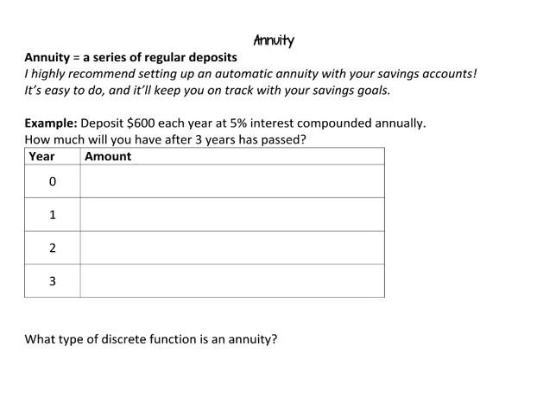Let's say you're going to deposit $600 each year. So your annuity is $600 and it's just yearly. And you have 5% interest compounded annually, and we want to know how much you'll have after 3 years have passed. So in your first year, well, you've just put in $600. That's how much you put in right away.